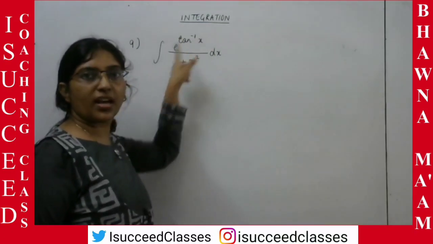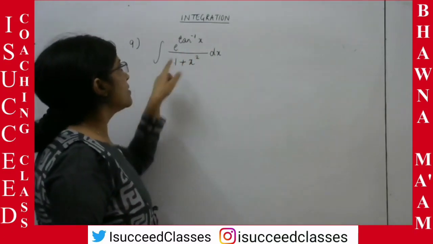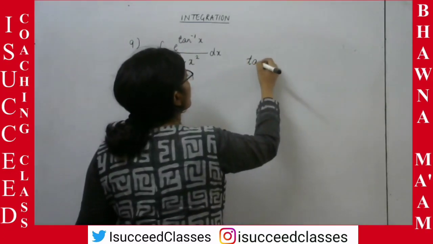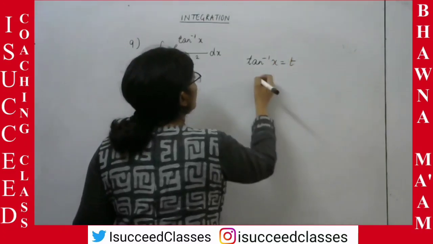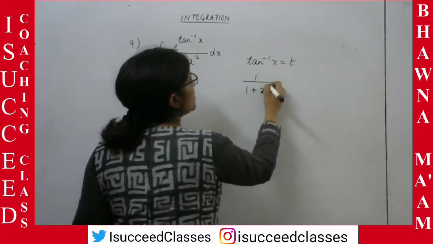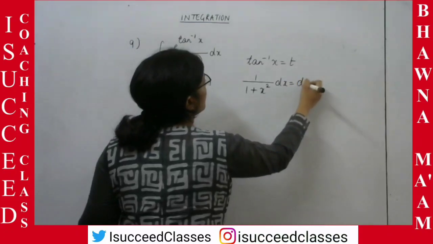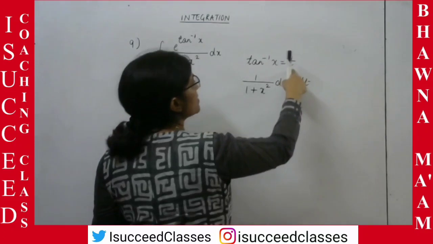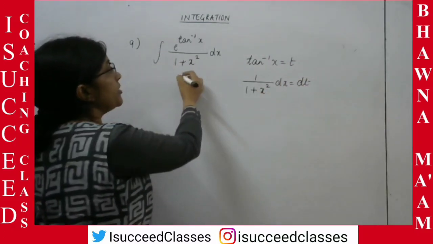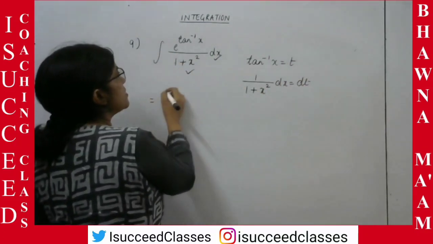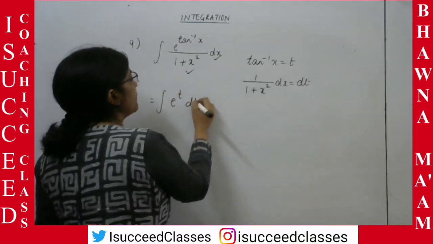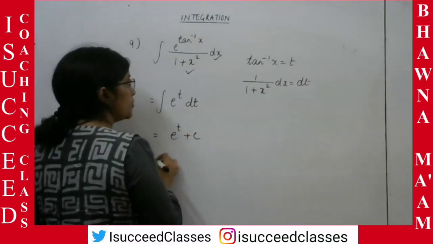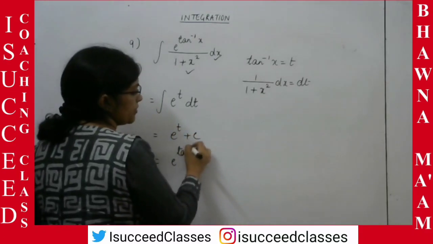You have e raised to tan inverse x upon 1 plus x square. So we see this is a composite function once again. So we are going to take tan inverse x as t, and we also know that the derivative is 1 upon 1 plus x square. Okay, and because the variable is x, we have written dx dt. That's already here. So it is integration e raised to t dt. Now, integration of e raised to t dt is e raised to t plus c. Put the value of t back, and that's your answer.